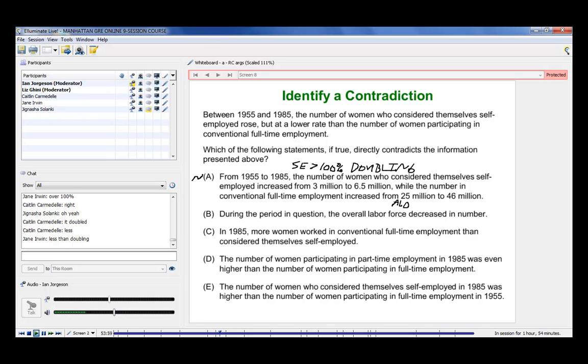Yeah, it almost doubled. So don't you guys love this? We're doing math on the verbal side, right? We're doing math on the verbal side. Okay, but let's keep going.